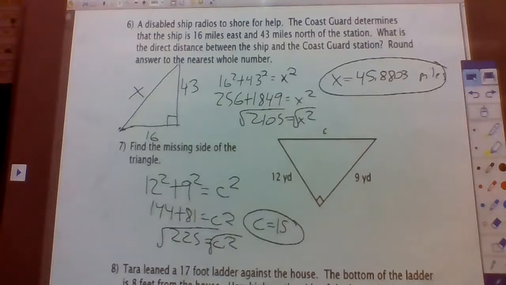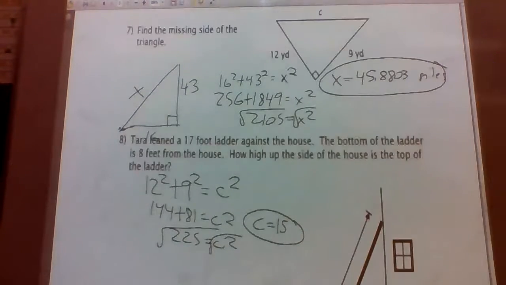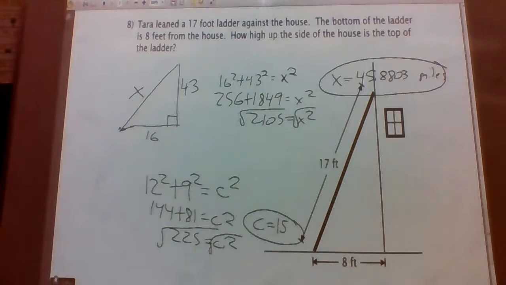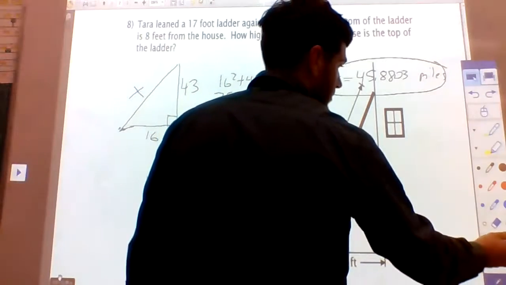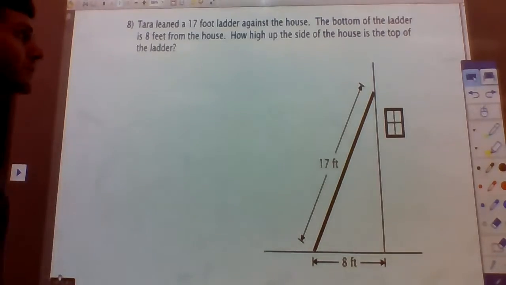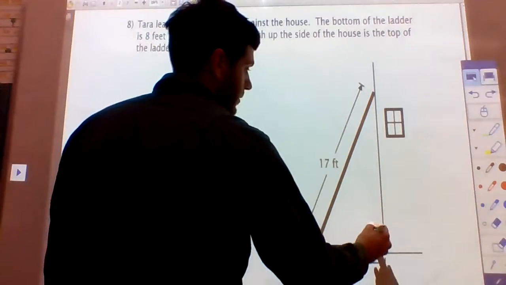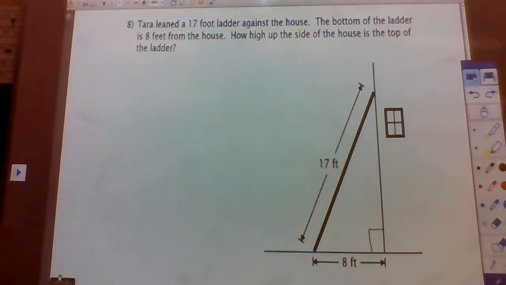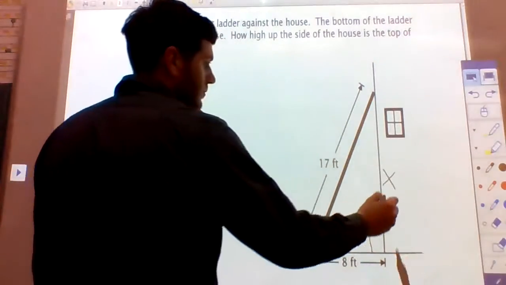All right, last one, number 8. Tara leans a 17-foot ladder against a house. The bottom of the ladder is 8 feet from the house. How high up the side of the house is the top of the ladder? Okay. So how high up the side of the house is the ladder? That's going to be x.